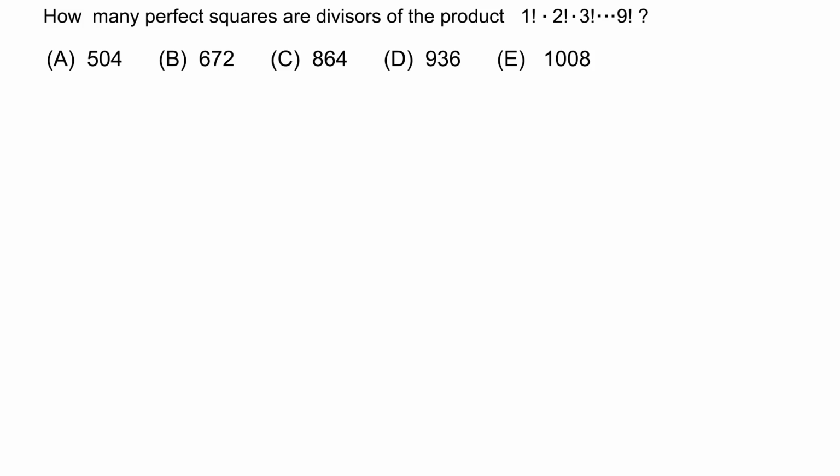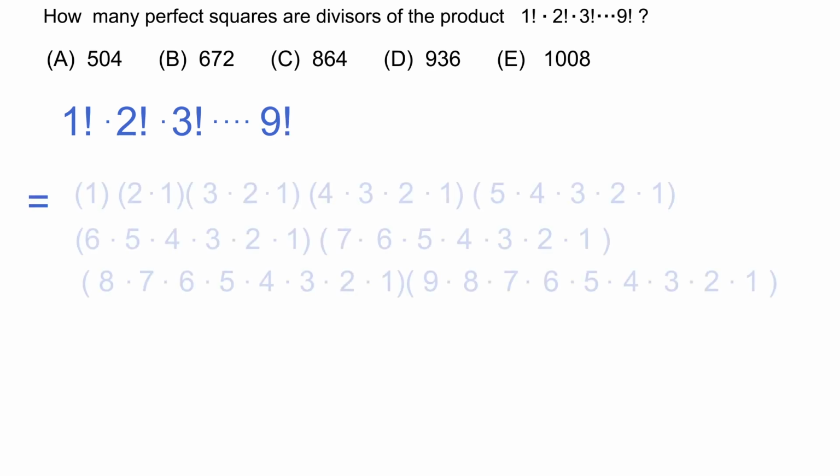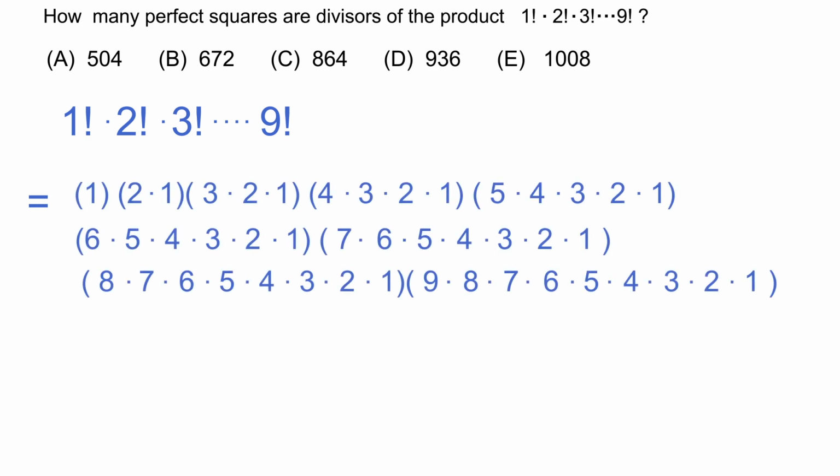How many perfect squares are divisors of the product 1 factorial, 2 factorial, 3 factorial, all the way up to 9 factorial? So 1 factorial times 2 factorial times 3 factorial, all the way up till 9 factorial. I'll write it all out. So that's basically what all of that means. Now each of these, I want to combine individual digits here.